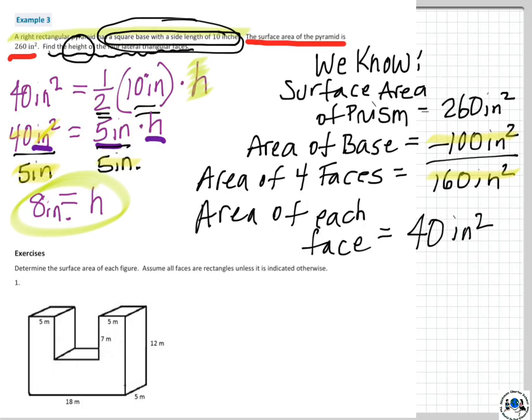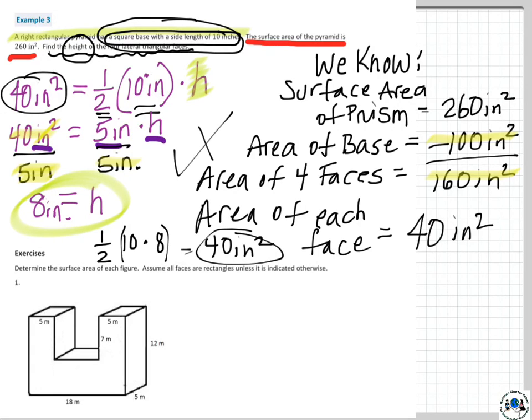If we plugged that into our formula here, 1/2 times 10 times 8, 10 times 8 is 80, and 1/2 of 80 equals 40 square inches, and that is what we have right here. So that checks out.